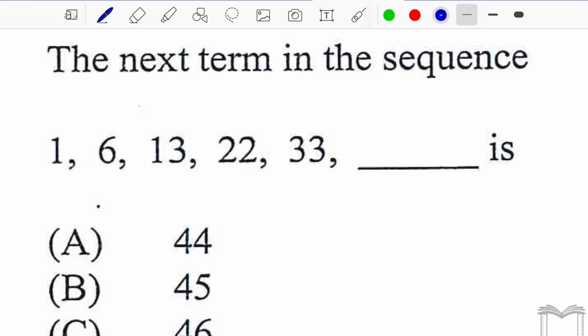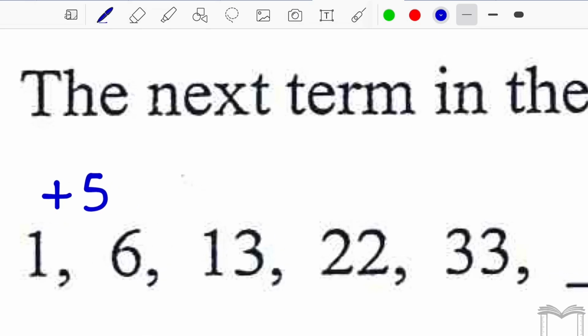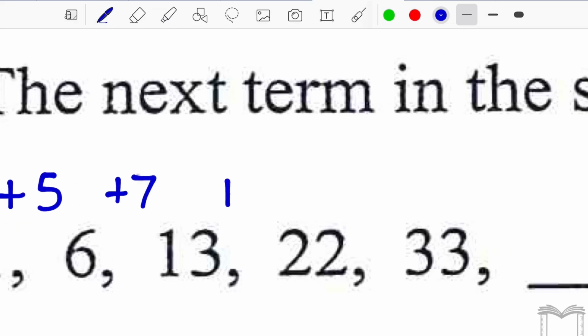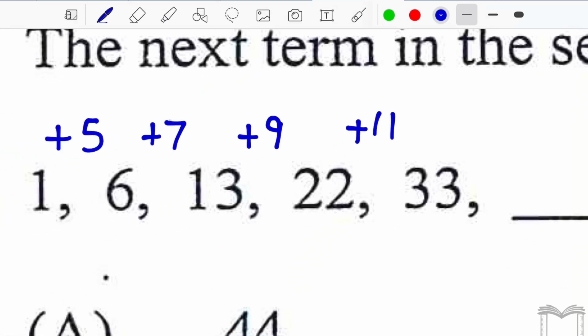Okay, so let's see. In going from 1 to 6, we will check to see if we are adding. Going from 1 to 6, we are adding 5. And going from 6 to 13, this should be mental math for you, we are adding 7. 13 to 22, we are adding 9. And 22 to 33, we are adding 11. So we can see the pattern here. We are adding numbers starting from 5, increasing by 2 each time.